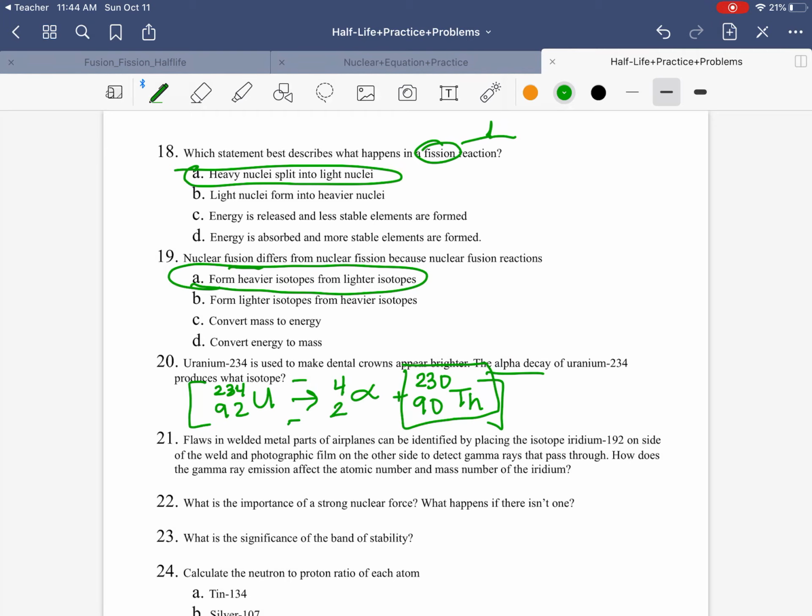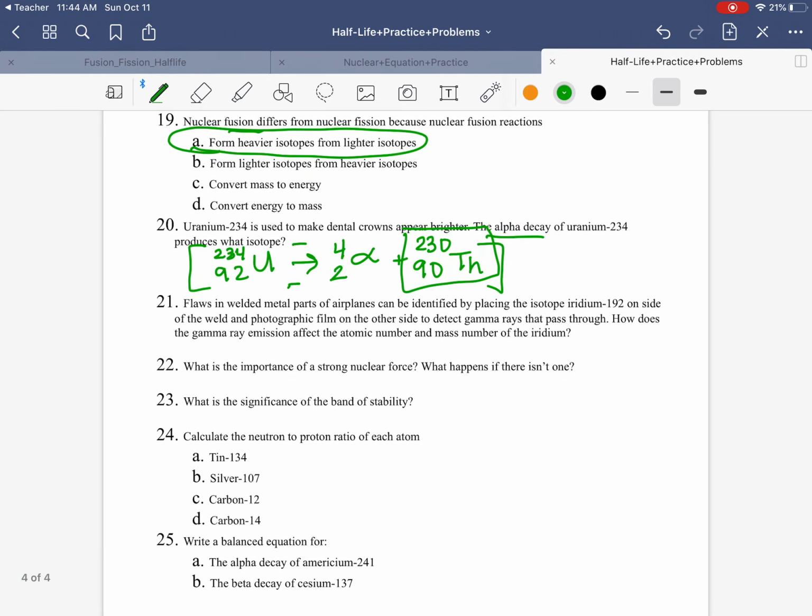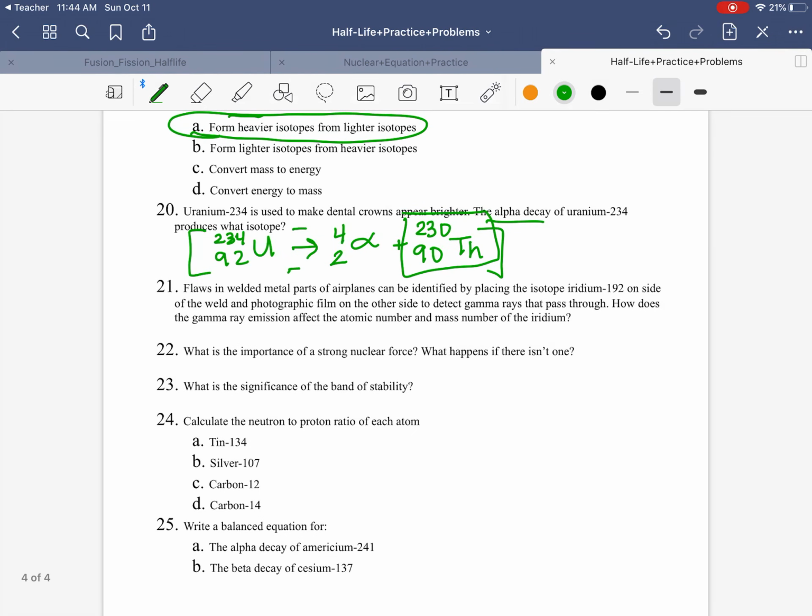It's going to produce that isotope. Flaws in welded metal parts of airplanes can be identified by placing the isotope iridium-192 on the side of the weld and photographic film on the other side to detect gamma rays that pass through. How does the gamma radiation affect the atomic number and mass of iridium? It doesn't. Remember, gamma equals no mass, no charge. So it's not going to affect your nucleus.